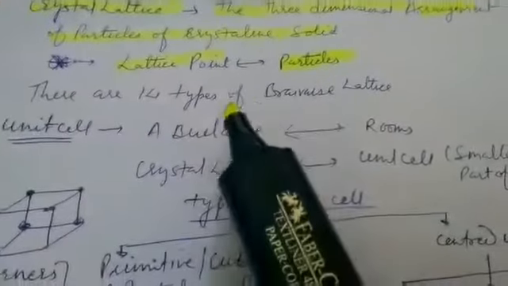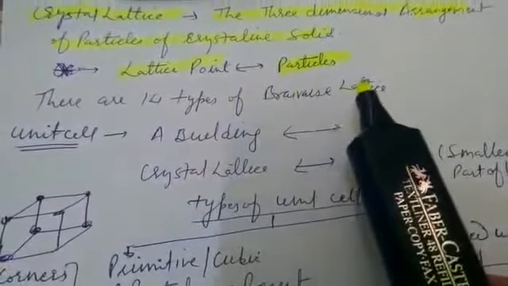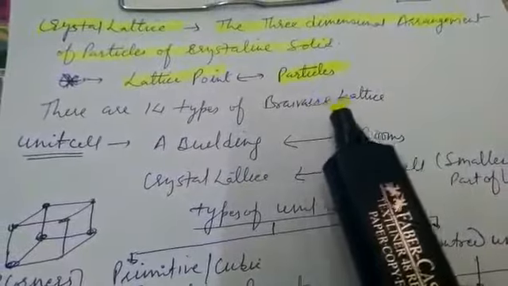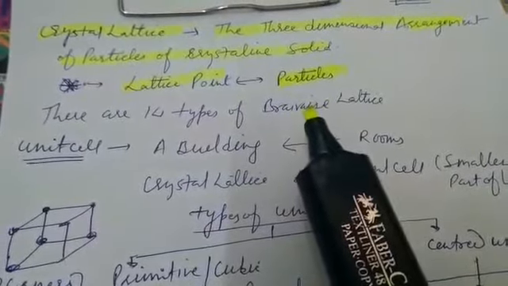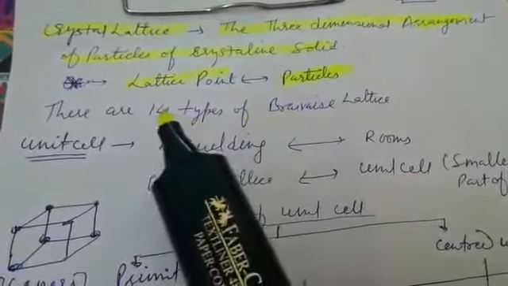Now there are 14 types of Bravais lattice. Yesterday I gave you an assignment in which I asked one question: how many types of Bravais lattices are there. So the answer to that question is 14 types of lattices.